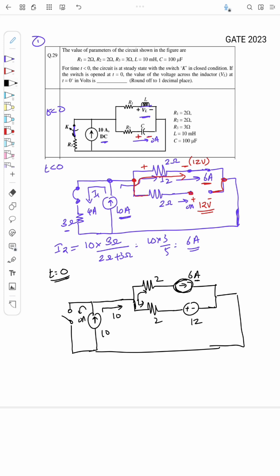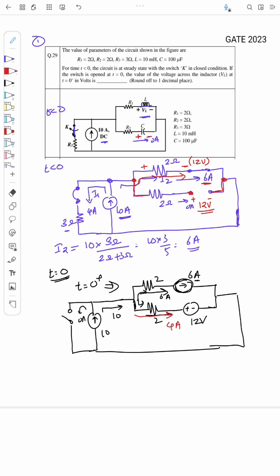And what happens here in the capacitor, there will also be a flow of current, but the capacitor will try to maintain that voltage across it as 12 volt, right? So since at t equal to 0 plus this circuit is like this, the flow of current through this 2 ohm is actually now 6 ampere. Since this is 10, what is the current here? The current through this 2 ohm is now 4 ampere, right? 6 plus 4 is 10, right?